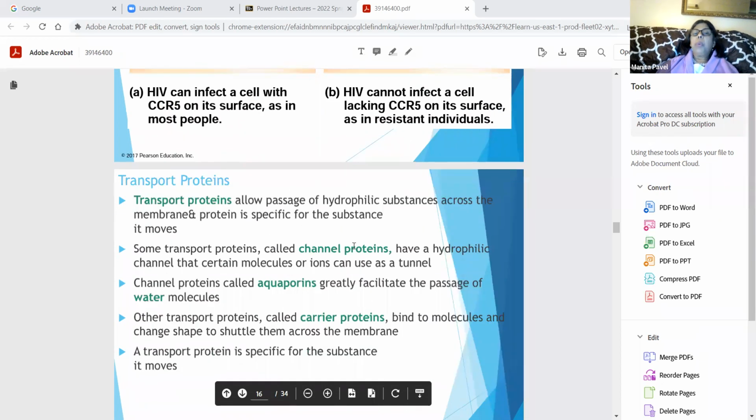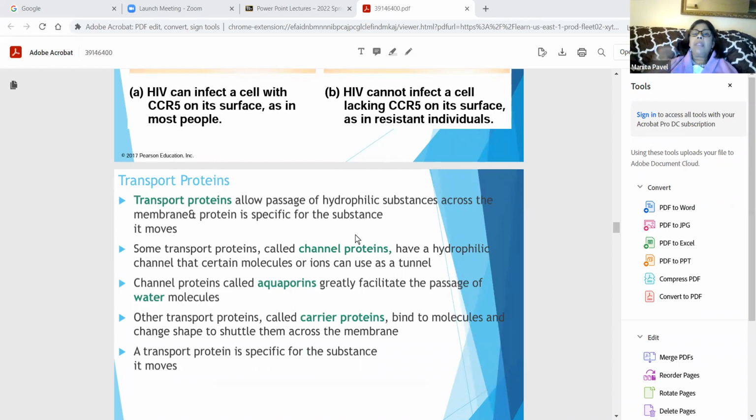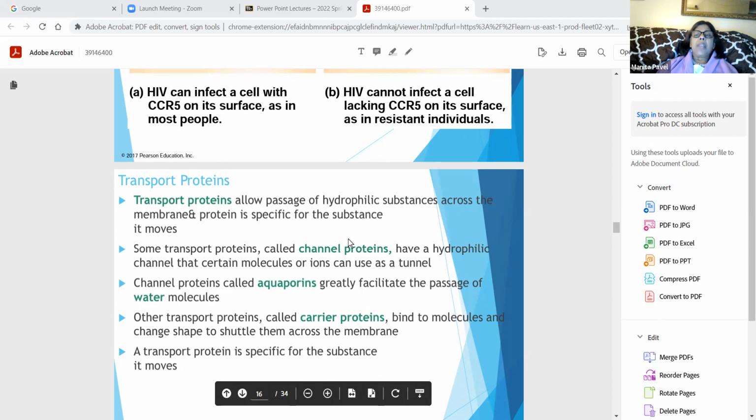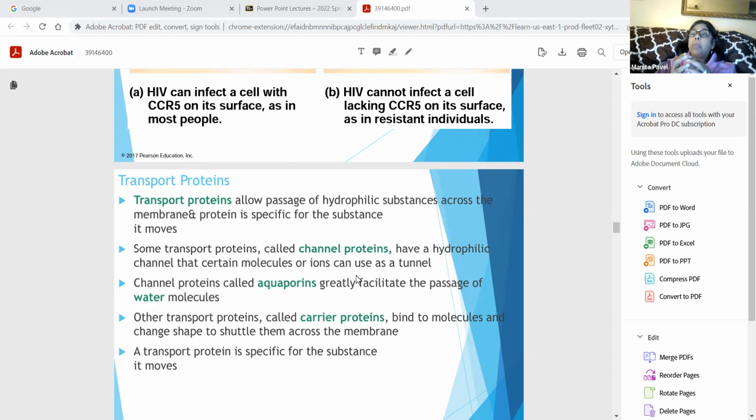So we had the transport proteins, which we talked about earlier, which allow the passage of hydrophilic substances to move across the membranes. They are specific for particular substances that they move. Some types of transport proteins are called channel proteins. From the very word, they act as pathways, channels. They have a hydrophilic channel that is going to shuffle small molecules or ions across it. It acts as a pathway, as a tunnel.